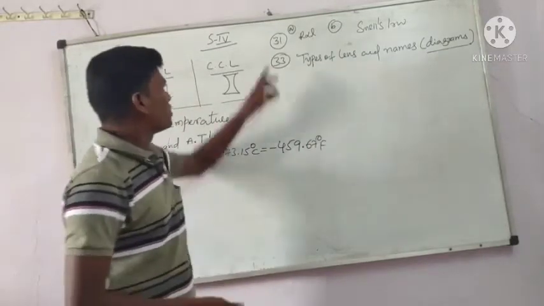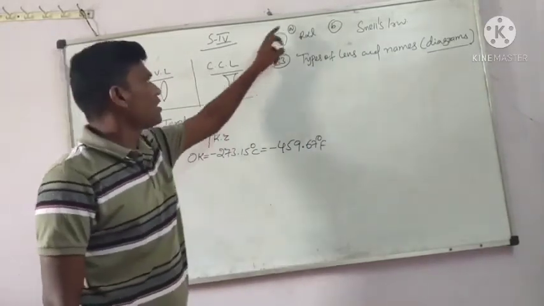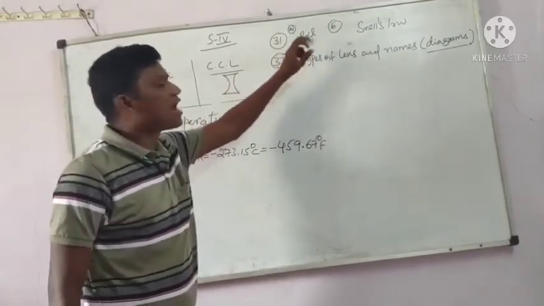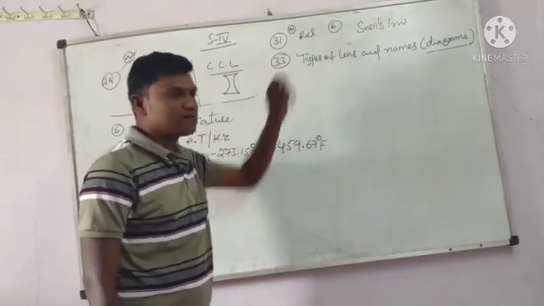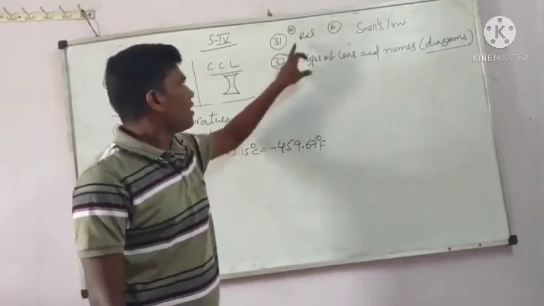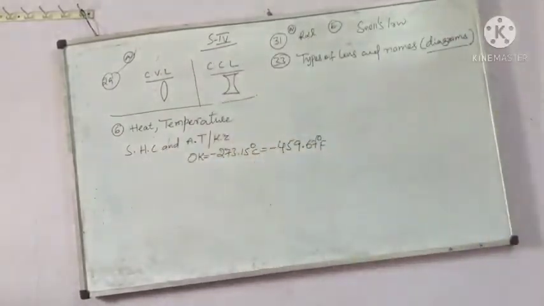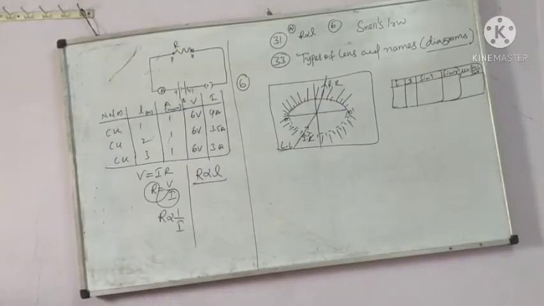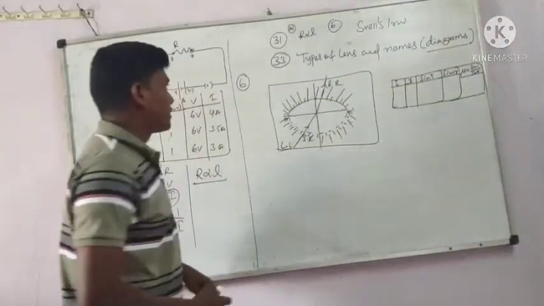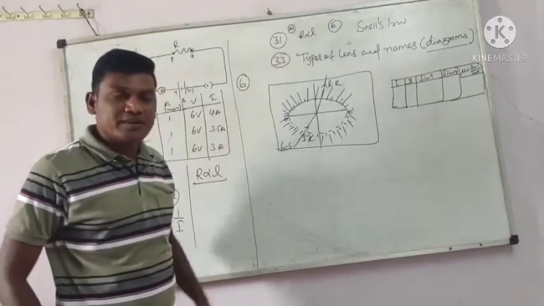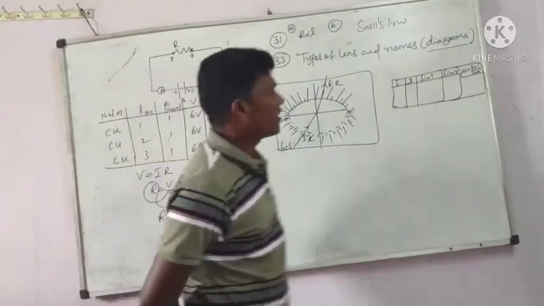Next one, question number 31: Prove how the resistance of a conductor depends on the length of the conductor.